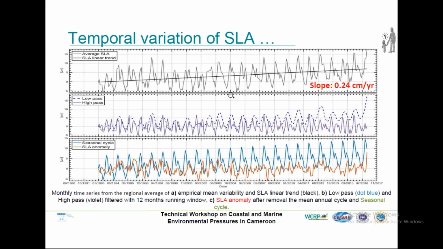And the slope of variation is about 0.24 centimeter per year. It means that according to this rate, our coastal area is really under pressure and could face some important disaster in the near future. Next.